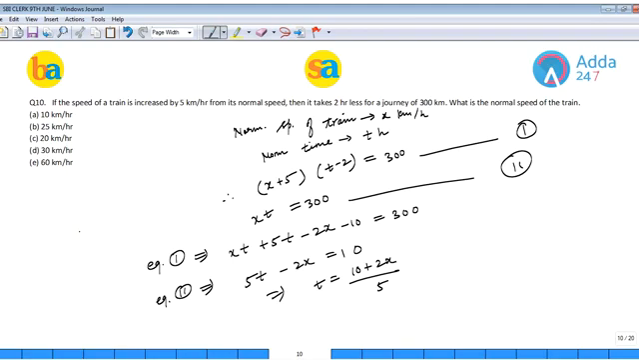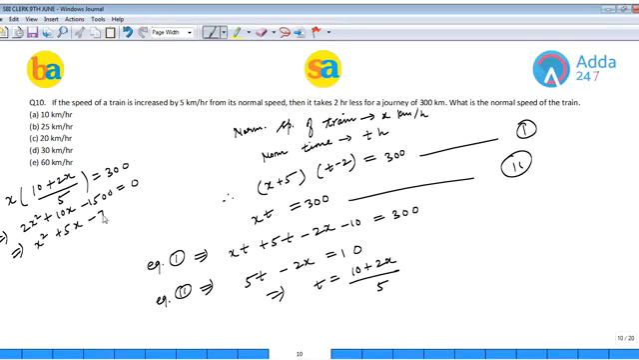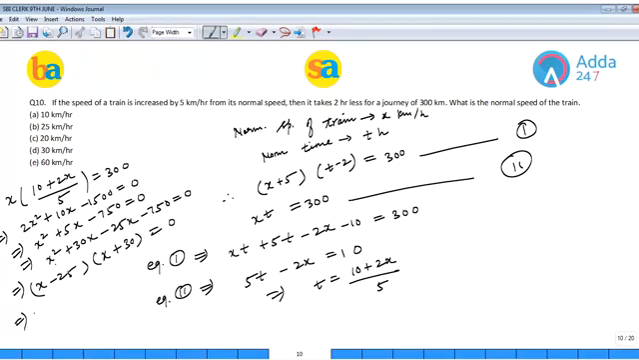So if we put the value of t in equation 2, then we get x times (10 plus 2x) upon 5 is equal to 300. So this implies 2x square plus 10x minus 1500 is equal to 0. This implies x square plus 5x minus 750 is equal to 0. This implies x square plus 30x minus 25x minus 750 is equal to 0. This implies (x minus 25)(x plus 30) is equal to 0. So this implies x is equal to 25 and minus 30.